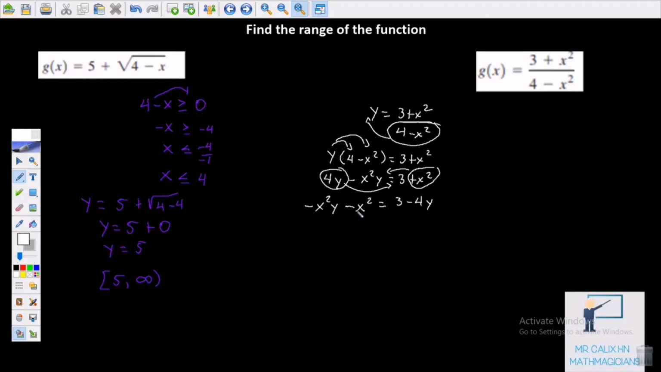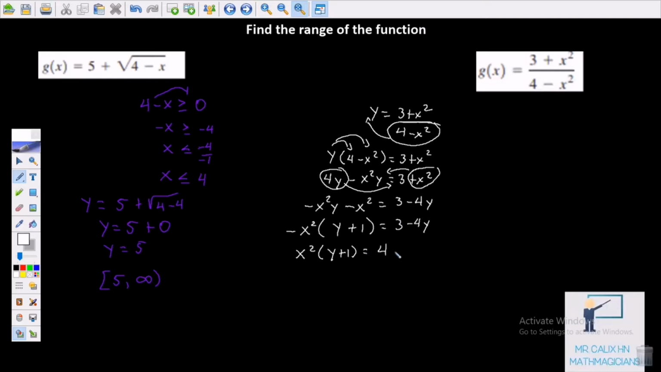Next step is to find a common factor. They both are negatives, and they both share an x squared. If we divide this term by negative x squared, it would just be y. If we divide this term by negative x squared, it would just be positive 1, equals 3 minus 4y. Okay, now we have to solve for x. So I send the negative to the other side, which changes the sign of each number on the other side of the equation.